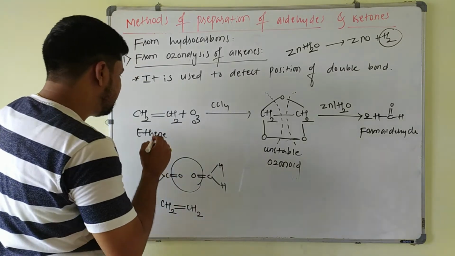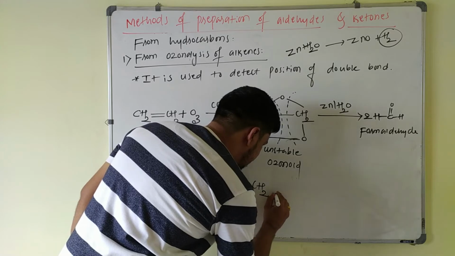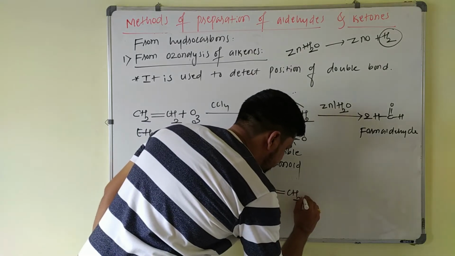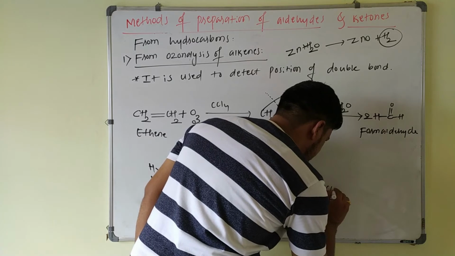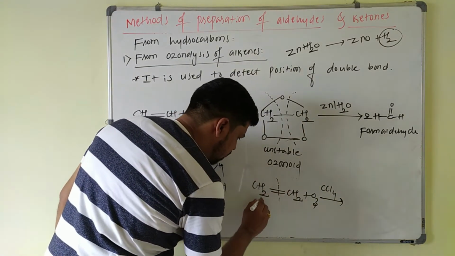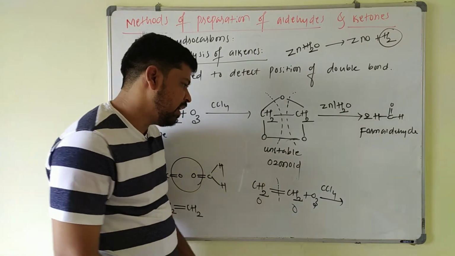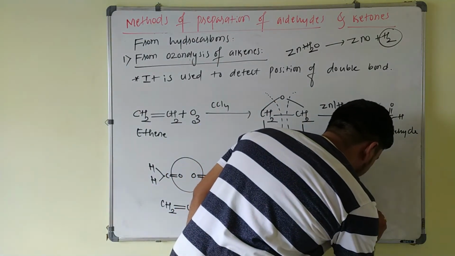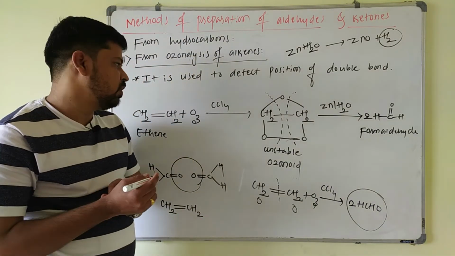Simply, in short, if you want to write this reaction, this is CH2 double bond CH2, ozone in presence of CCl4. Simply you break this double bond, add 1 oxygen this side, add 1 oxygen this side, and you will get formaldehyde and formaldehyde. This is nothing but 2 moles of HCHO. This is for the entrance exam point of view, you can do it like this also.